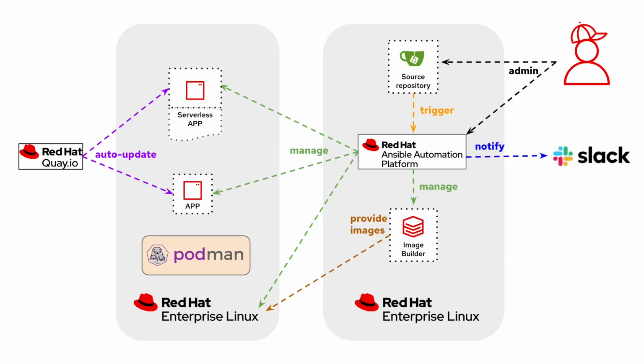In this demo, I run Git, Ansible controller and the image builder on the same RHEL VM running on my laptop. Additionally, we will create a new VM to act as the end device at the edge. Now that you are familiar with the architecture, let's dive into the demo.